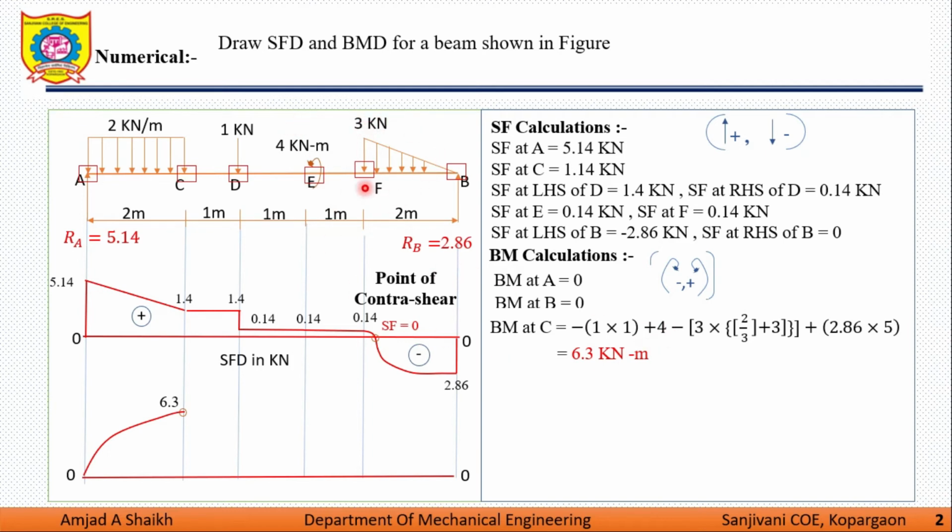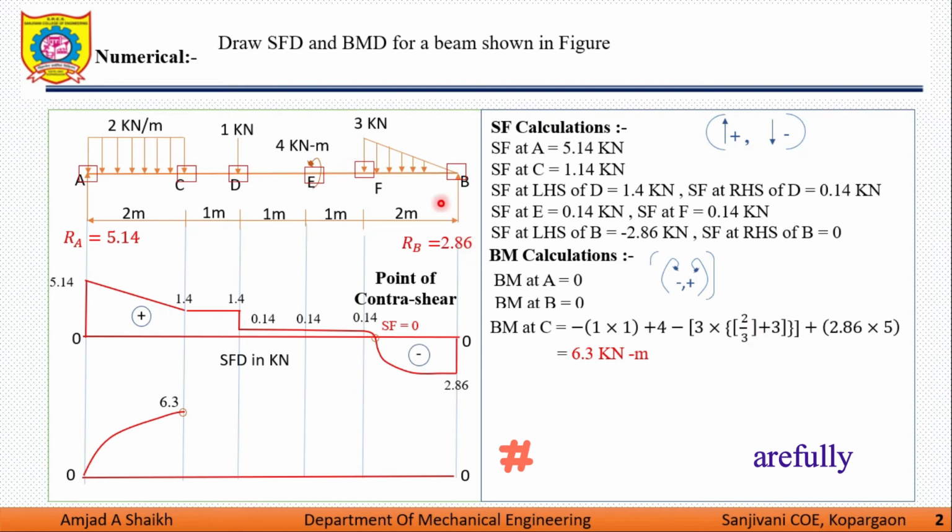After that, we have converted this UVL into point load, 1 by 2 into 2 into 3. So 2 gets cancelled, we get a 3 kilonewton load over here, which is 2 by 3 distance from point F. So 3 is the value of point load into 2 by 3 is this much distance. We want distance from point C. So 2 by 3 plus 3 is the distance from point C to this point load. So 3 into 2 by 3 plus 3 is the moment of this UVL.